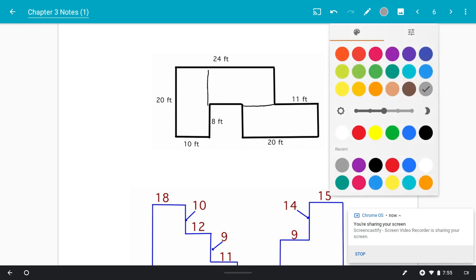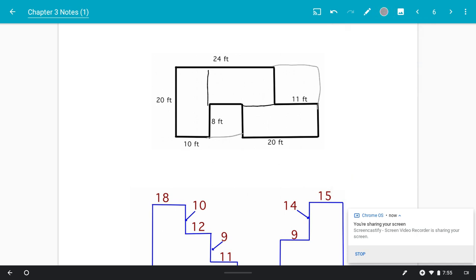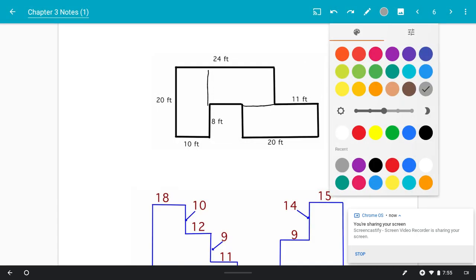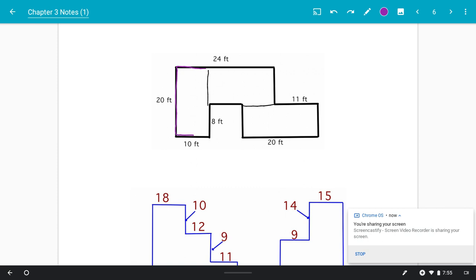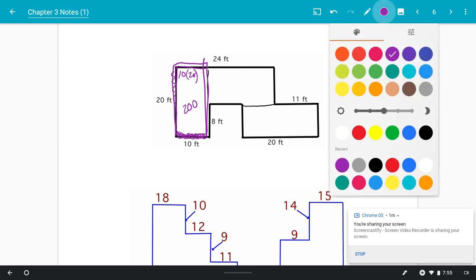Or if you see it differently, you could always close this, find the area of the whole thing, and delete these two. That works also. So first thing I'll do is try to find the area of this rectangle, which I'll do in purple. So we need the height and the base. So for this one, base times height, that would be 10 times height is 20, which is 200. So we know the area of that purple rectangle is 200.